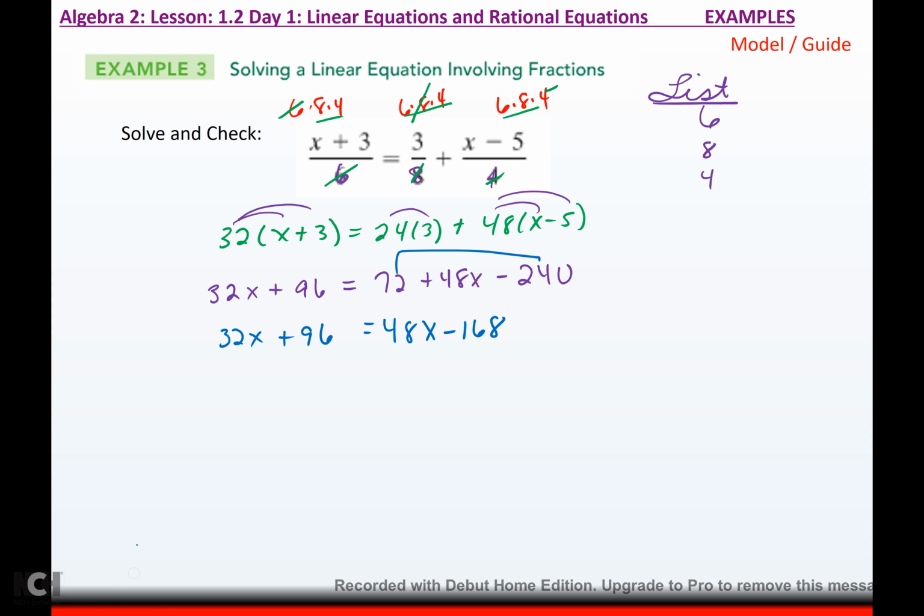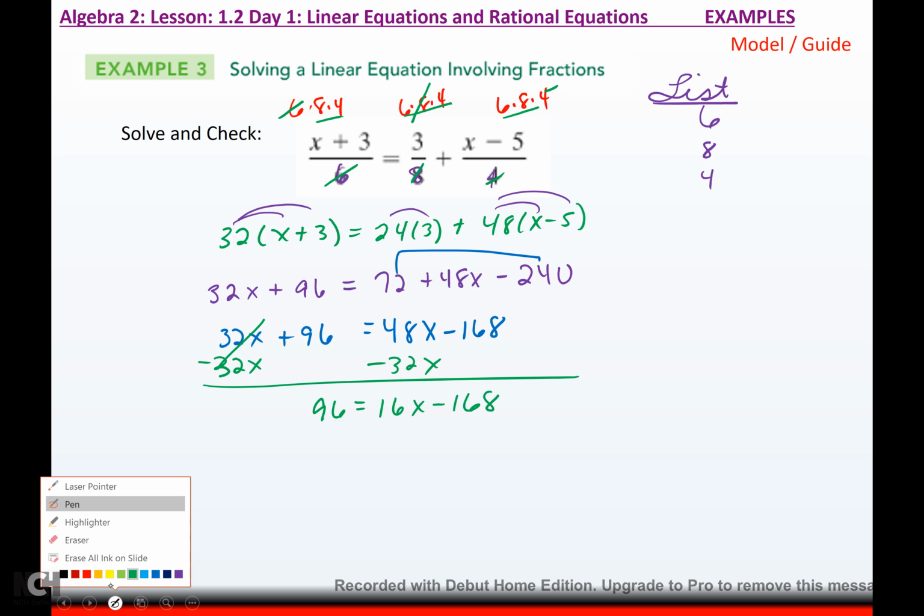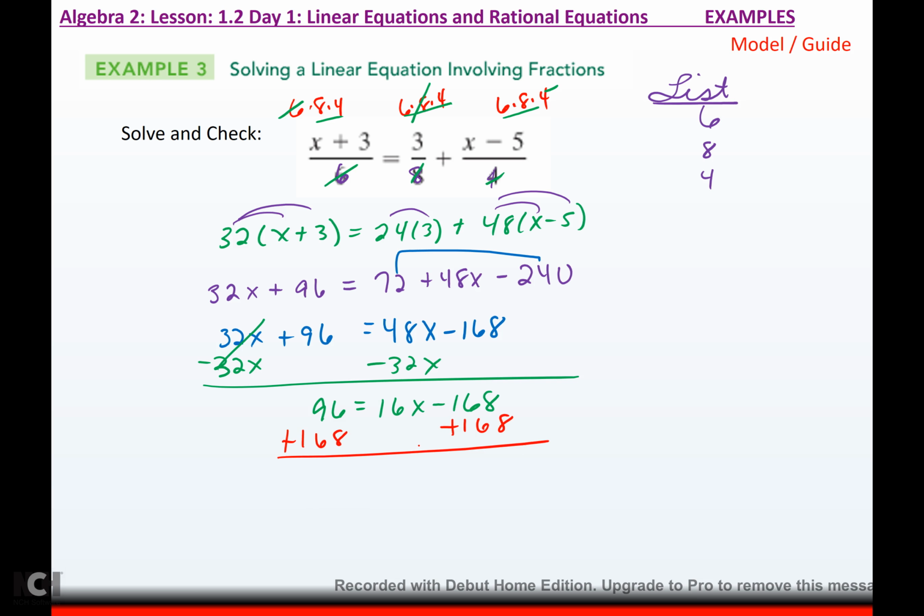Now I'll get my x's on the same side. And I don't want to go negative, so I'm going to move the smaller one. So I'm going to subtract 32x, which gives me 96 equals 16x minus 168. And now to get x alone, I'm going to add 168, and I get 96 plus 168 is 264 equals 16x. Divide by 16, and x equals 264 divided by 16, which is 16.5.